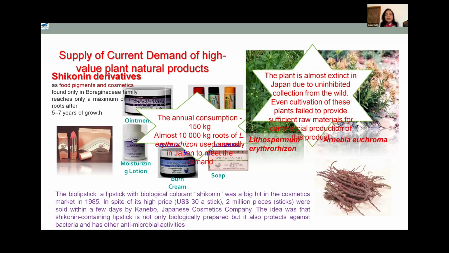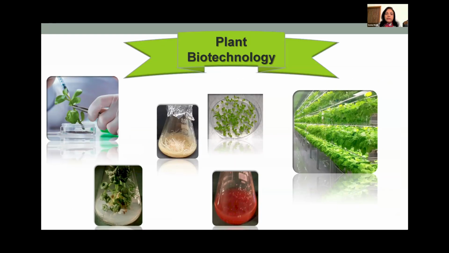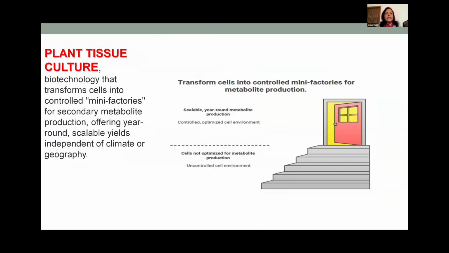And now the question arises, where can we look for viable alternative sources for the sustainable production of these compounds? And here comes the role of biotechnology. Plant tissue culture is one aspect of biotechnology that transforms cells into mini factories to produce these specialized metabolites all year round in a sustainable manner, independent of climatic and geographical conditions, because we use this tissue culture technology under controlled environmental conditions and on controlled media.